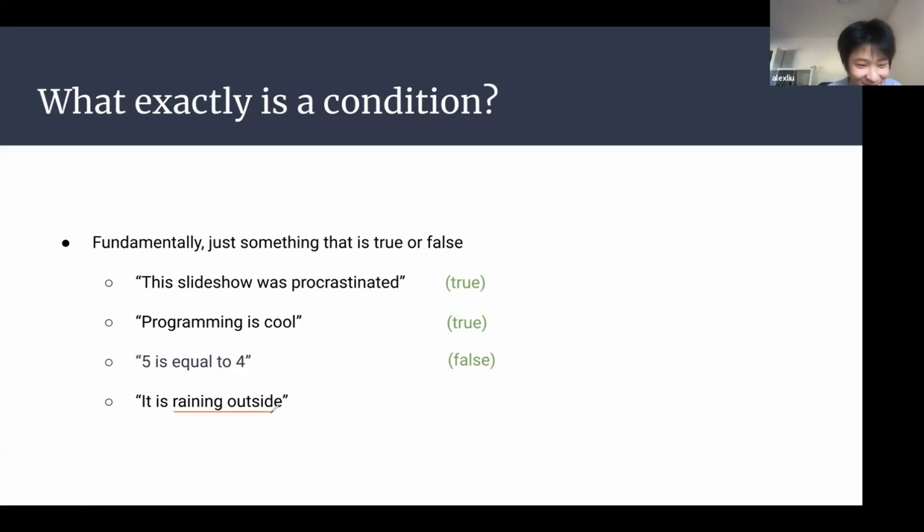And finally, for the last one, it is raining outside. This is interesting because it could be either true or false. It depends. I think it's interesting personally, because it depends on whether or not it's raining outside. If it is raining, then this would be true. Otherwise, this would be false. So in programming, a lot of your conditions are going to be like this one. Right now, this would actually evaluate to false.